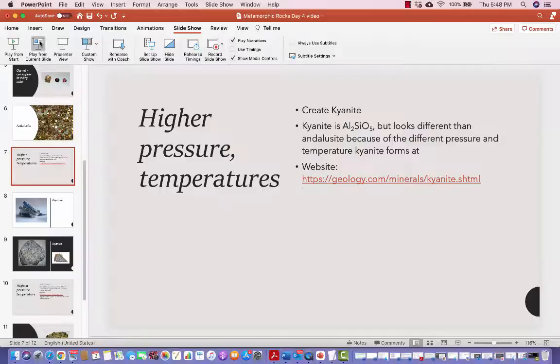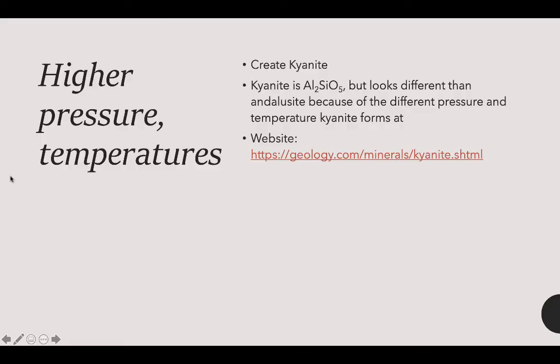Okay, well, let's take a look at what happens when you add higher pressure to your metamorphic suite. What you create is a mineral called kyanite. Kyanite is aluminum, silicon, and oxygen. So if that chemical formula looks like something you've seen before, you have seen it. It is the exact same chemical makeup as andalusite, but it's going to look different because of the different pressure and temperature that kyanite forms at.